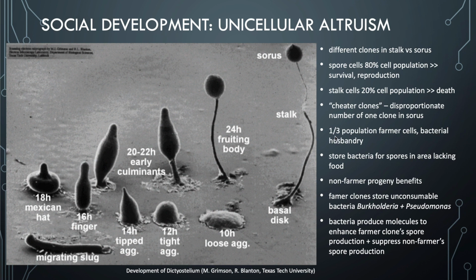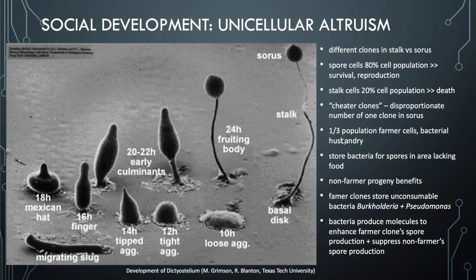But there's another very interesting example of this cooperative way of living, in that 1/3 of the population become farmer cells, where they actually harness bacteria, farm bacteria. So bacterial husbandry is happening, where they store the bacteria and they don't consume them, but store them for the release with spores in an area that is lacking food. So this is particularly strong where the amoebae know that food is going to be lacking, so they prepare a little food packet of bacteria for the germinating spores.